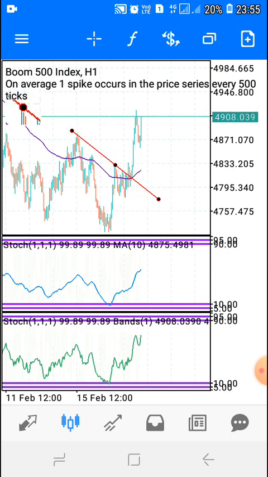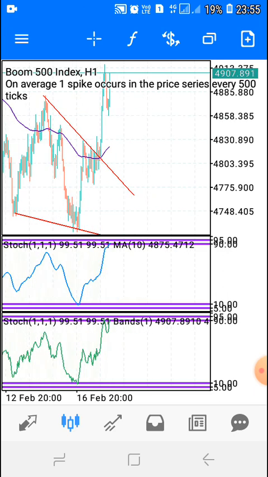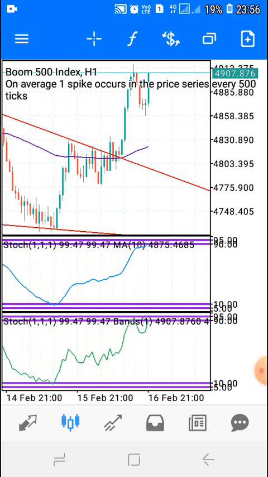Remember, on Boom 500, when the market is trending in an uptrend, we are looking for buying opportunities on the 1 minute time frame, and when it's trending in a downtrend, we do not trade spikes. Okay, so check this out. You can see there's a small reversal pattern. If you want to know more about patterns, make sure to check out the YouTube videos.